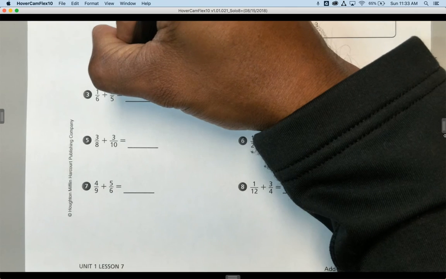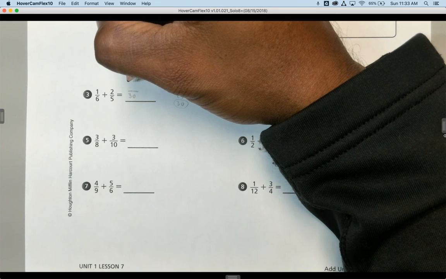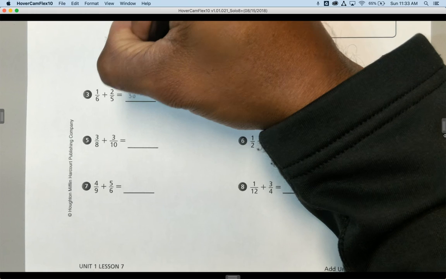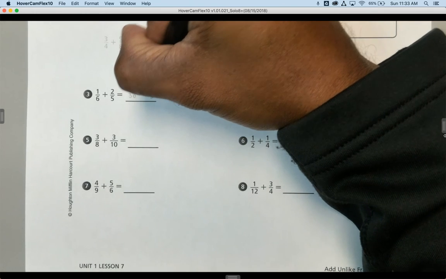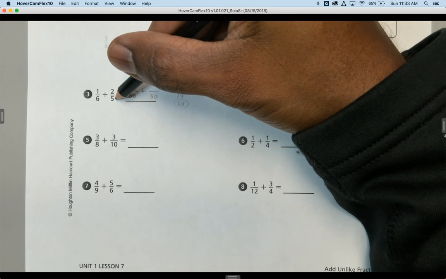What I do to the bottom, multiply by 5, I must do to the top, multiply by 5. 1 times 5 is 5. Now let's rewrite 2/5 as something over 30. What I do to the bottom, multiply by 6, I must do to the top. 2 times 6 gets us 12.